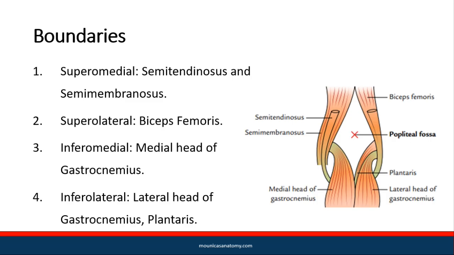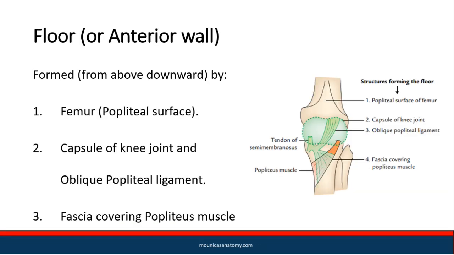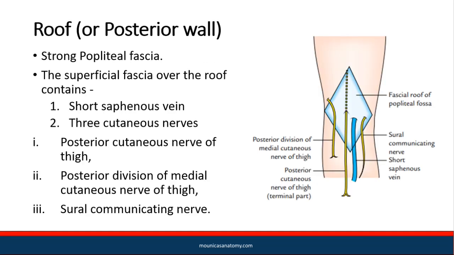Boundaries are: superomedial, semitendinosus and semimembranosus; superolateral, biceps femoris; inferomedial, medial head of gastrocnemius; inferolateral, lateral head of gastrocnemius along with plantaris. Floor is formed by femur, capsule of knee joint, oblique popliteal ligament, and fascia covering popliteus.